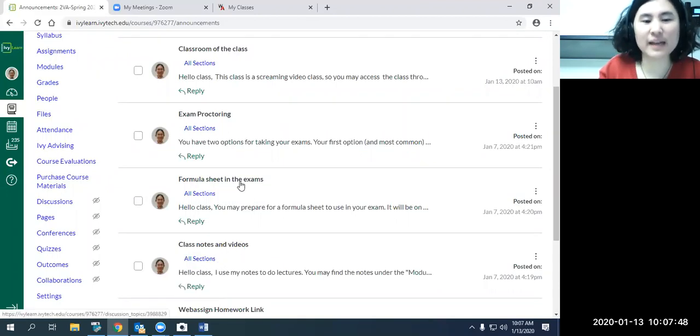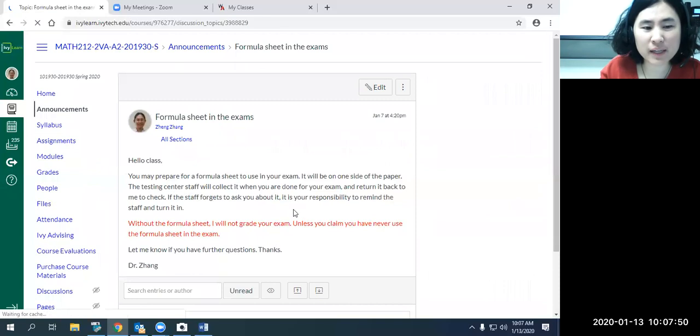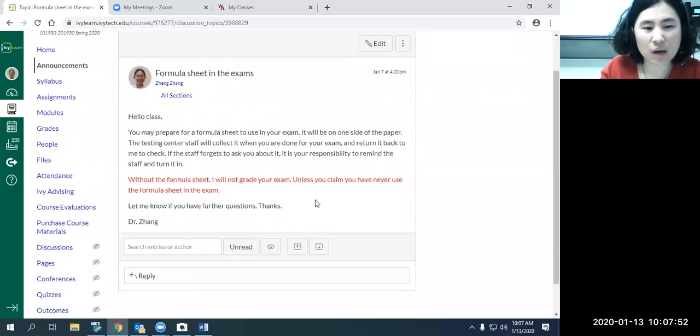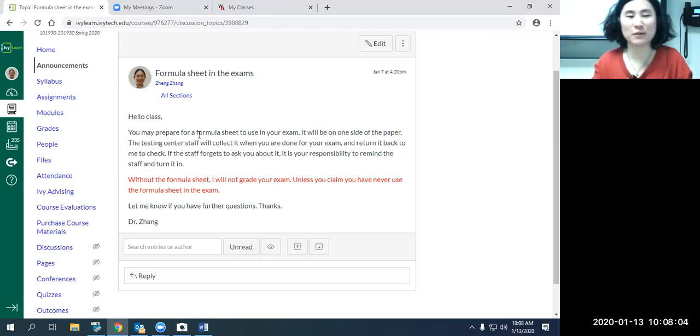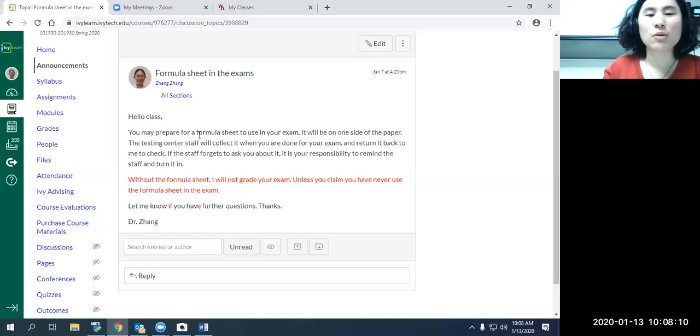Formula sheet in the exam. This is something that I would like to talk about a little bit, okay? So you're allowed to prepare a formula sheet by yourself, okay? Because different students feel different ways. Oh, you feel this formula is hard to remember. Different students feel another formula is hard to remember. So I will allow you to prepare a formula sheet by yourself when you take the exam.